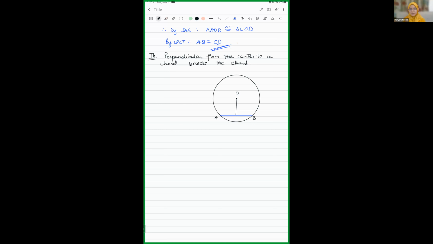Done till here? Now what we are going to do is join OA and OB. Now can you see there are two triangles being formed? Can someone tell me? First of all, we need to show that this is being bisected. Meaning, what do we need to show? Look at the question and tell me. We need to show that the chord is being bisected. Something is equal to something. What is that something?